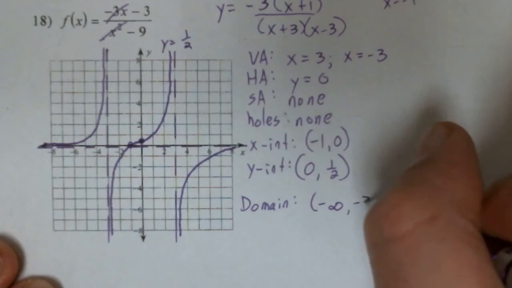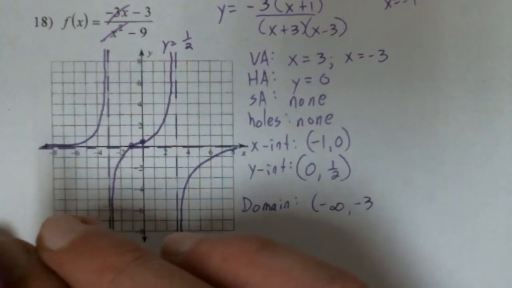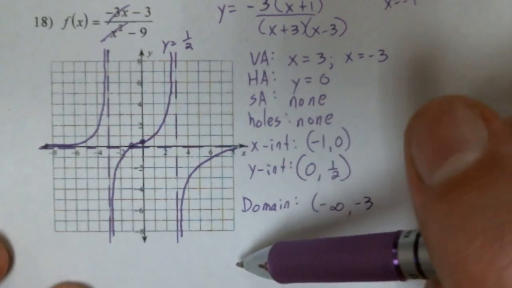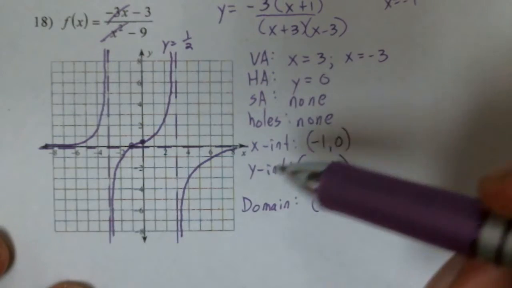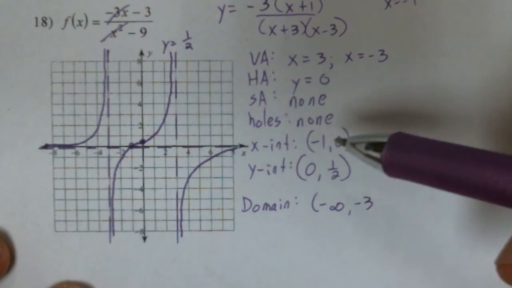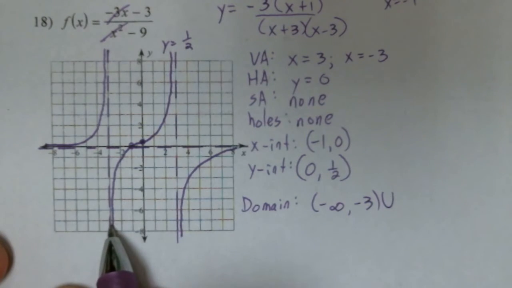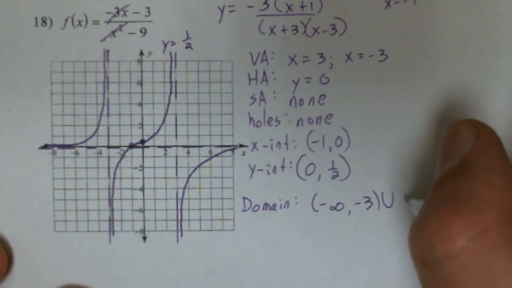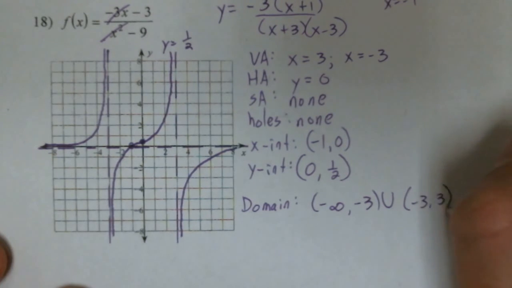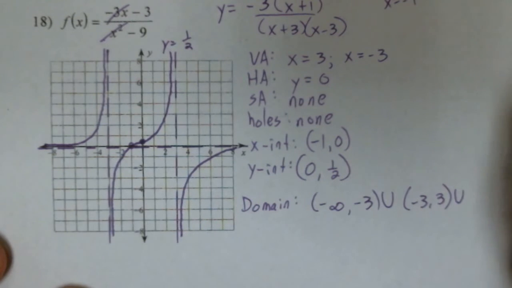So -infinity to -3. There's no bracket on it. The only time you can have a bracket on anything is in the range, and only when you have those relative maxes and mins. So if you're not sure, don't. It's always parentheses except for range. Parentheses, break, and then I will continue to have x values between the two asymptotes, so between -3 and 3. Break. And then we'll continue to have x values from 3 to infinity.